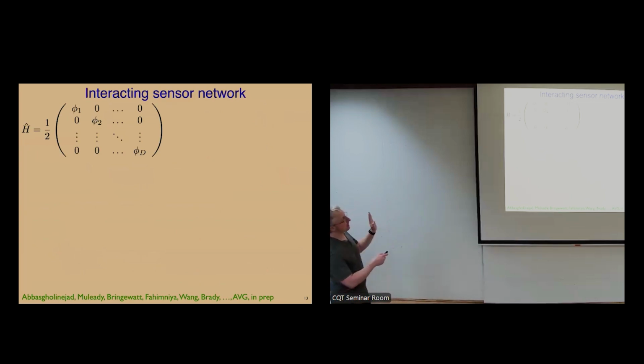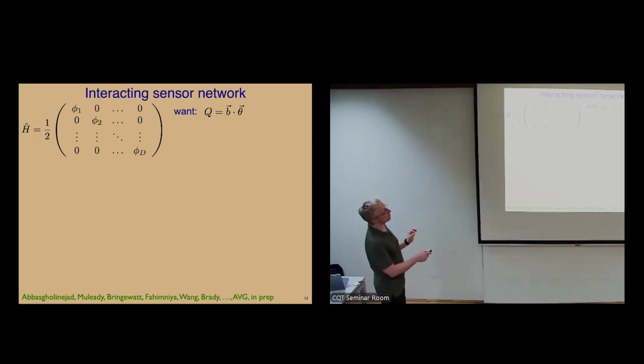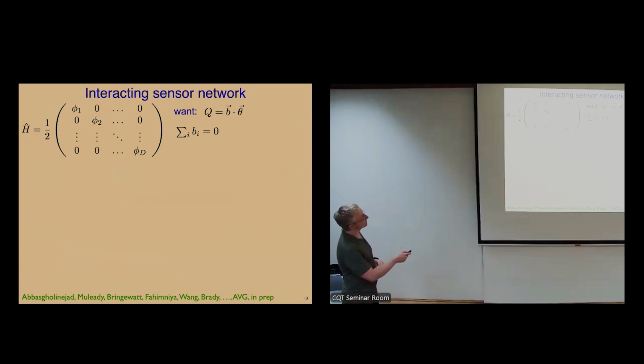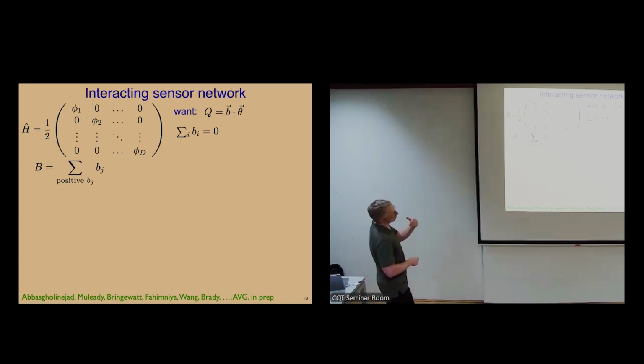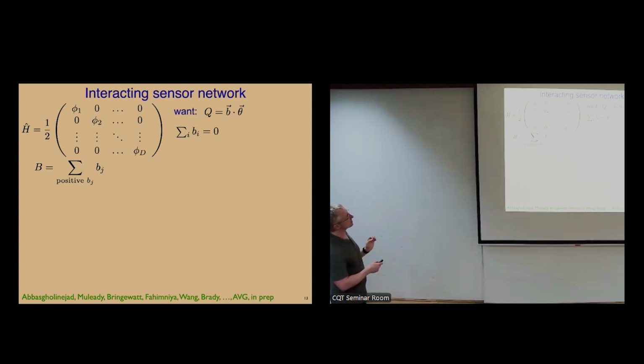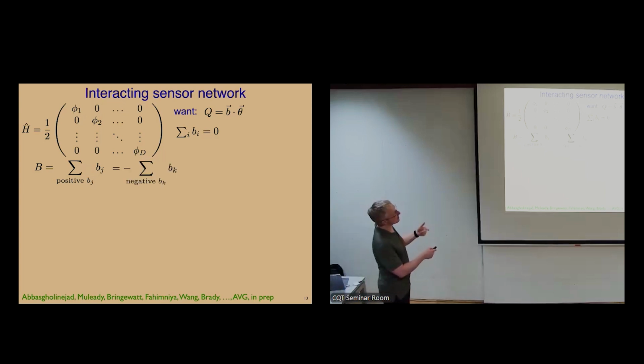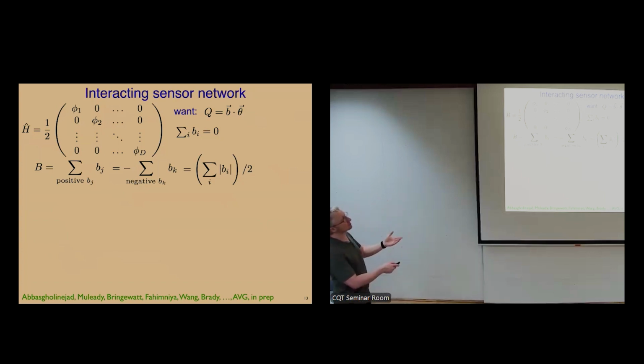Okay, let me summarize. I have this diagonal matrix with d entries. I want to measure some linear combination b dot phi, sorry, that was a typo, it should be b dot phi. And the sum over i of b_i is 0. So to explain now the optimal protocol for measuring this, let me first define capital B as the sum over all positive b_j's. Some of these b's are positive, some of them are negative. Let capital B be the sum of the positive ones. It's also the negative of the sum of the negative ones because the total sum is 0. And it's also the sum of the absolute values divided by 2. The sum of the absolute values is called the 1 norm.